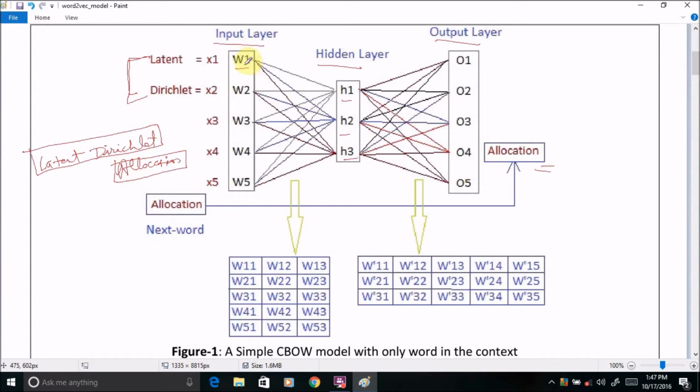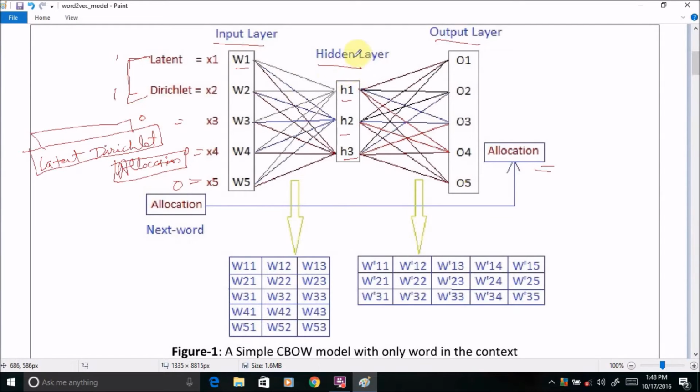Now in the current architecture, we have input node W1, W2, W3, W4 and W5 at input layer with input variable x1, x2, x3, x4 and x5. We fed value x1 is equal to 1 and x2 is equal to 1 as both input variables are associated with our context word latent and Dirichlet. For the rest of the words or input parameters, we put the value as a 0.